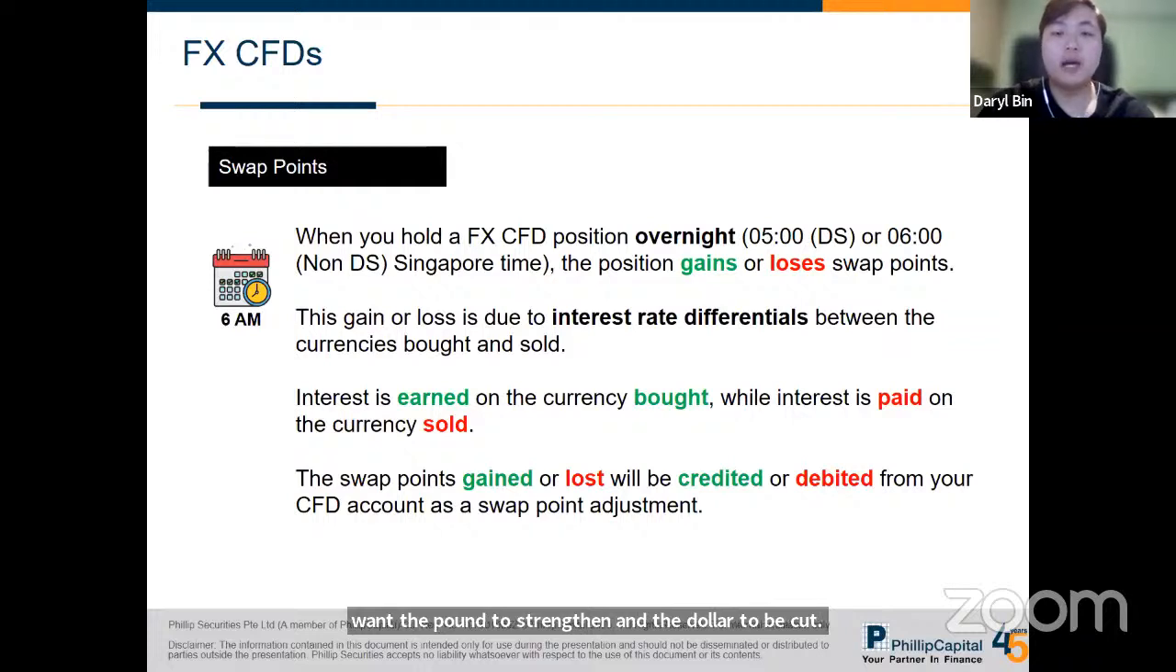When you hold an FX CFD position overnight, at 5 a.m. for daylight saving and 6 a.m. for non-daylight saving, the position will gain or lose swap points. The gain or loss is due to the interest rate differential between the currency bought and sold. Interest is earned on the currency bought, while interest is paid on the currency sold. The swap point gain or loss will be credited and/or debited from your CFD account as a swap point adjustment.